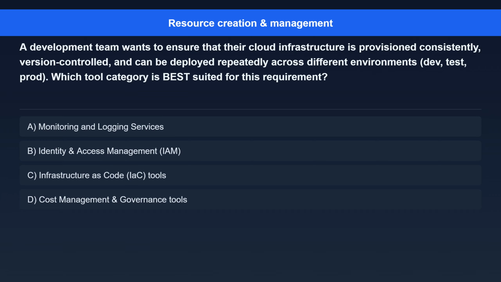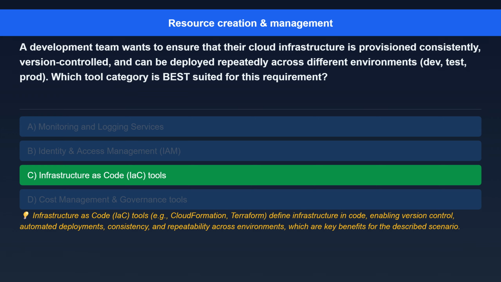Question 5. A development team wants to ensure that their cloud infrastructure is provisioned consistently, version-controlled, and can be deployed repeatedly across different environments, dev, test, prod. Which tool category is best suited for this requirement? Option A, Monitoring and Logging Services. Option B, Identity and Access Management, IAM. Option C, Infrastructure as Code, IaC, tools. Option D, Cost Management and Governance tools.